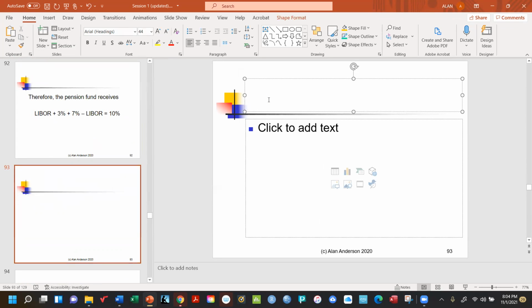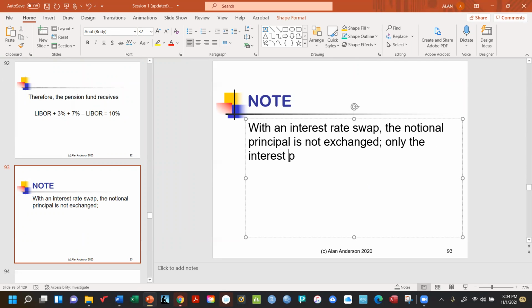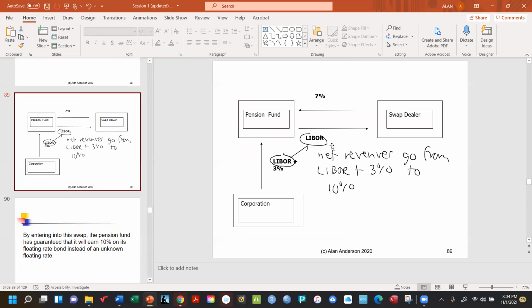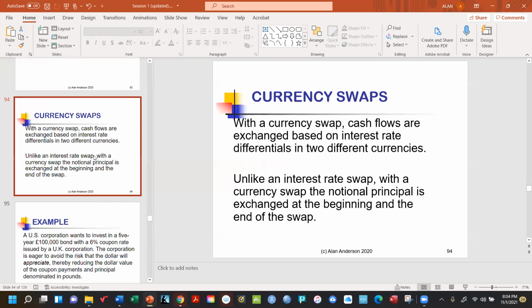Note, this is an important detail. With an interest rate swap, the notional principal is not exchanged, only the interest payments. I mentioned with this last bond, it was worth $100 million. They're not trading the $100 million with each other. They're only trading the interest payments. The reason I mention that now is because that will not be true with currency swaps. With a currency swap, the notional principal is exchanged because it is denominated in two different currencies.